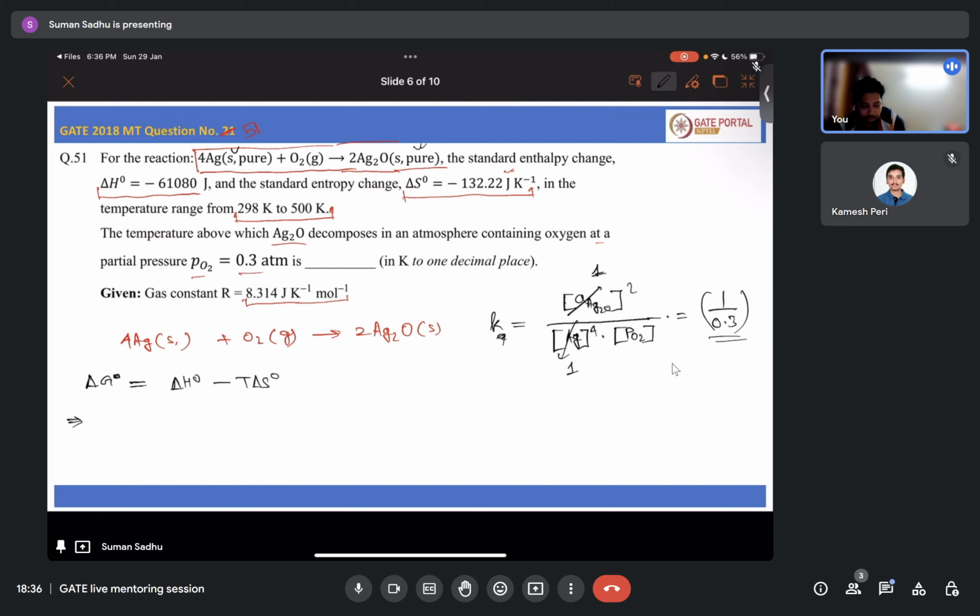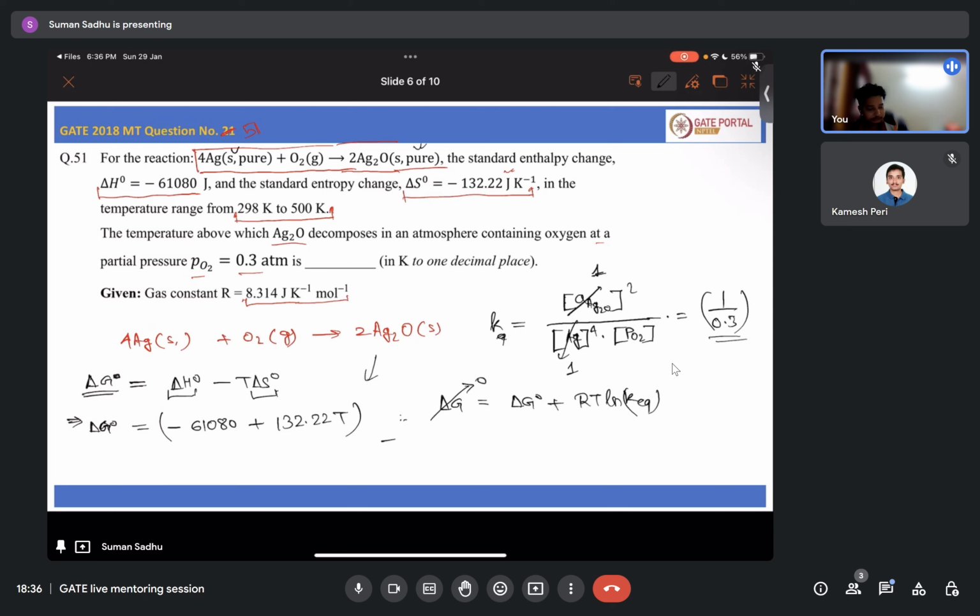So now delta G naught is not given directly, but delta H naught and delta S naught are given. So that means we can write delta G naught is equal to minus 61080 plus 132.22 T. Okay, so this is your delta G naught for this reaction. Now we also know that delta G is delta G naught plus RT ln K, right? Now at equilibrium your delta G is 0 and this will be K equilibrium.